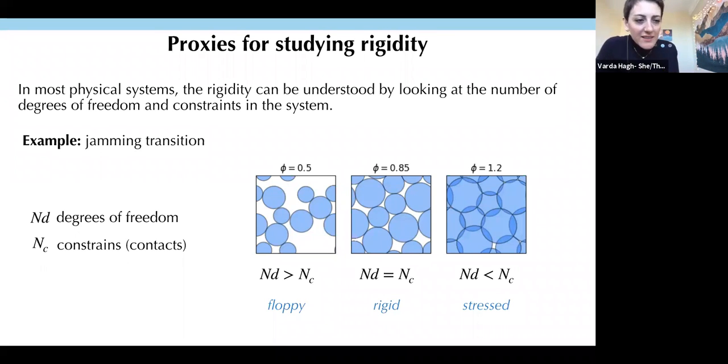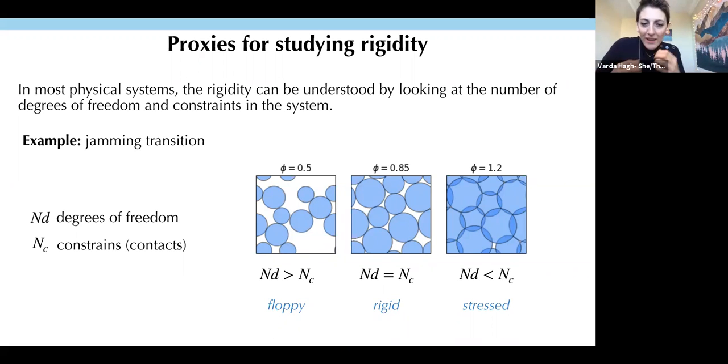In d dimensions, a system with N particles would have N times d degrees of freedom. And depending on whether or not two particles are interacting, basically overlapping or pushing one another, you can have N_c constraints, or you can call them contacts. When we don't have enough contacts or constraints in the system, so the degrees of freedom are larger than the number of constraints, the system is floppy.